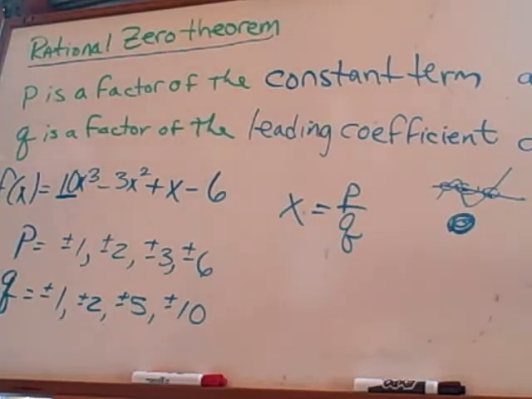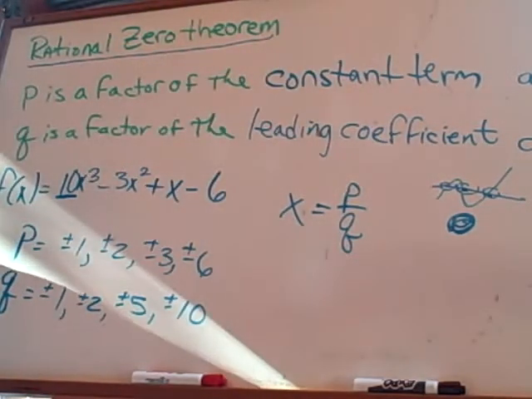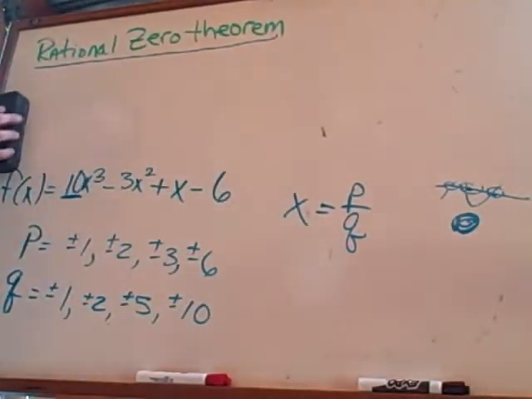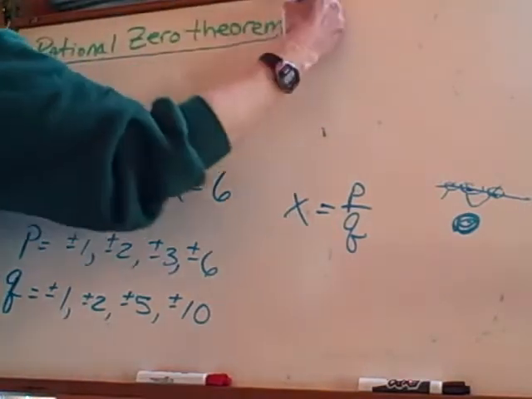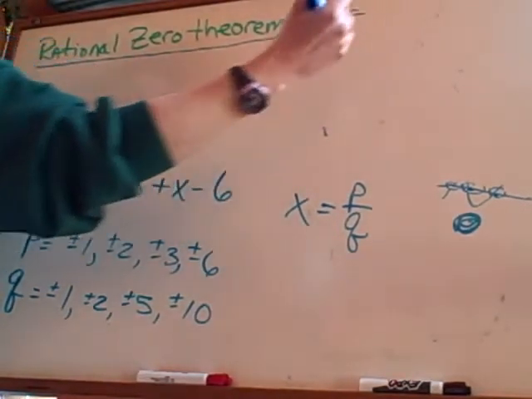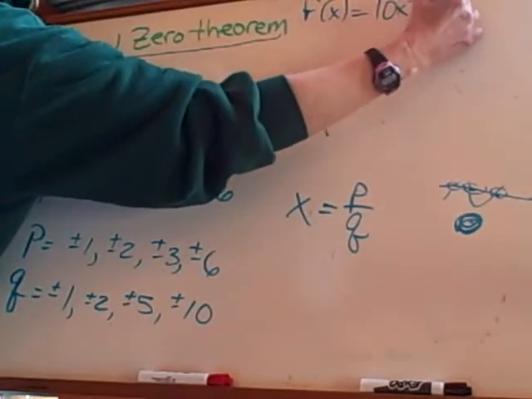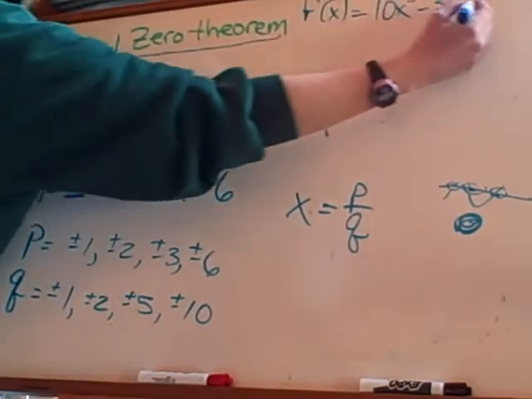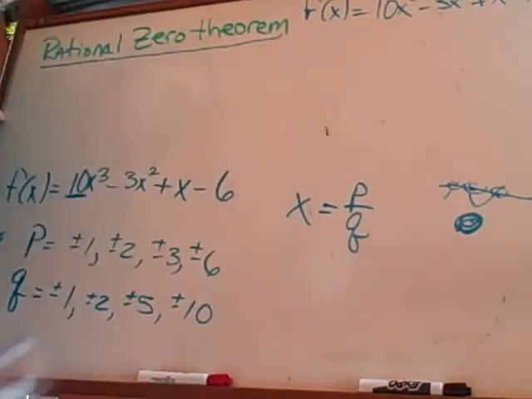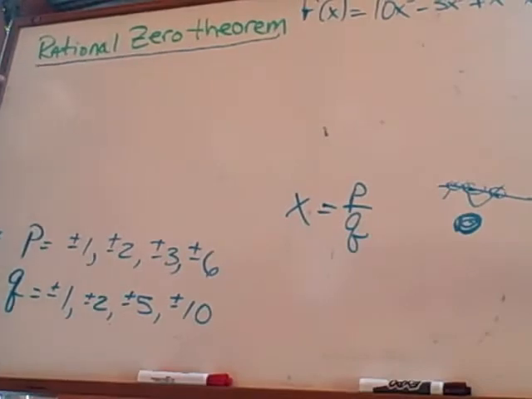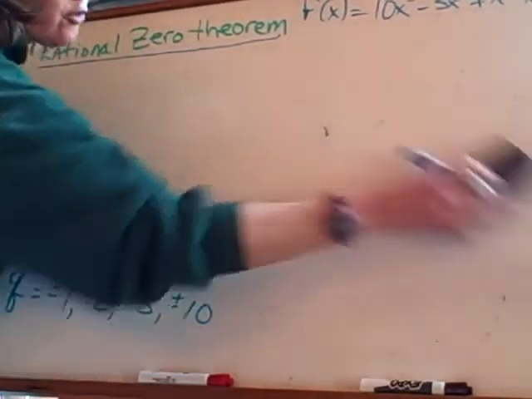Okay, so what I'm going to do is I'm going to erase my 2 little things here, and then I'm going to show you how to write it all out. So let's get rid of that and that. And I'm going to just rewrite the function over here so we can see what we were looking at. 10x cubed minus 3x squared plus x minus 6. So I can erase that as well. And I'm just going to put p over q here so I get my p's and q's all straightened out.